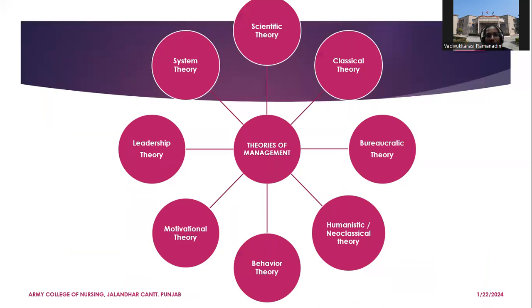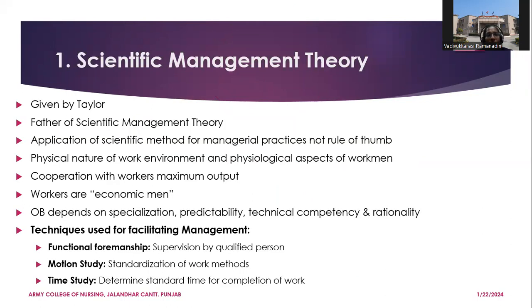The theories of management. So there are a lot of theories. They're like scientific theory, classical theory, bureaucratic theory, humanistic or neoclassical theory, behavior theory, motivational theory, leadership theory and system theory. We are going with them one by one. The first one is scientific management theory. It is given by Taylor. Father of scientific management theory is Taylor.